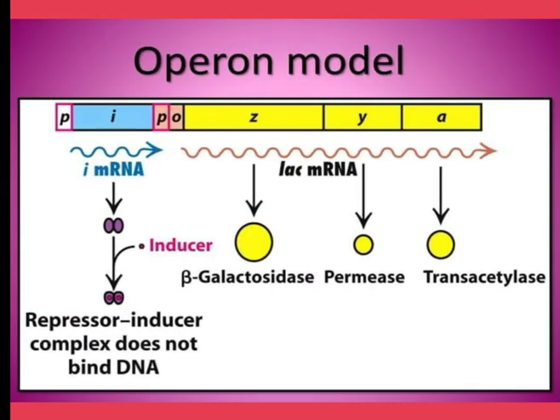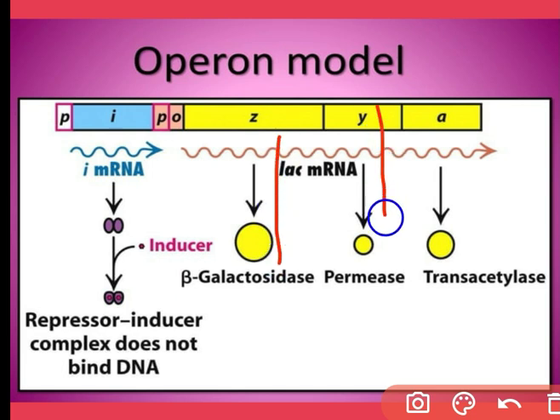Here is another model for the lac operon. The lac Z gene codes for beta galactosidase, lac Y for permease, and lac A for transacetylase. They are translated from a single lac mRNA, and they are controlled by one promoter shown by P. Later, O is for the operator, where the repressor protein binds to the operator region. There is a binding of a repressor, and a repressor is formed all the time.